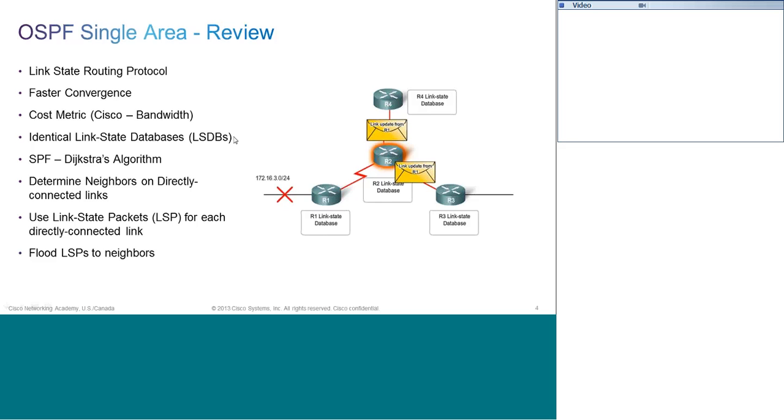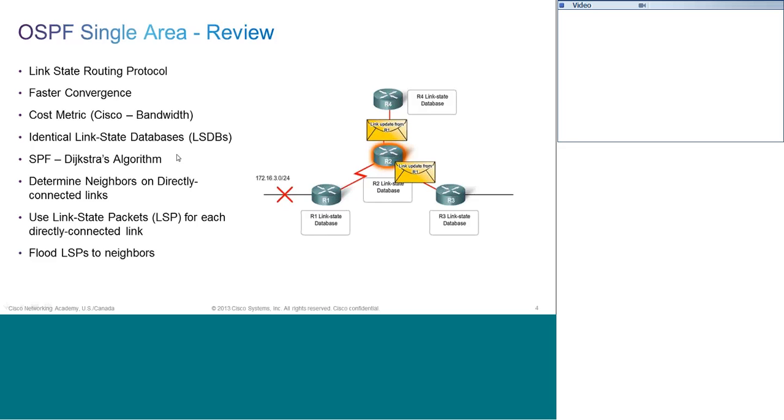OSPF creates and maintains 3 databases. The first database is an adjacency database, which creates the neighbor table. Then there's the link state database, which creates the topology table, and a forwarding database, which creates the routing table. These tables contain a list of neighboring routers to exchange the routing information with and are kept and maintained in RAM. Once the network is converged, all routers in an area will have identical link state databases.